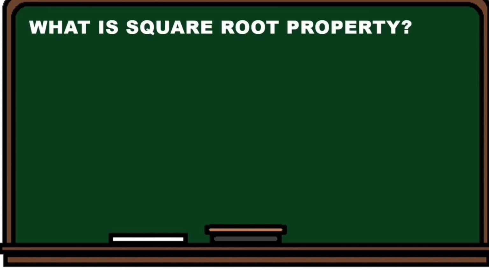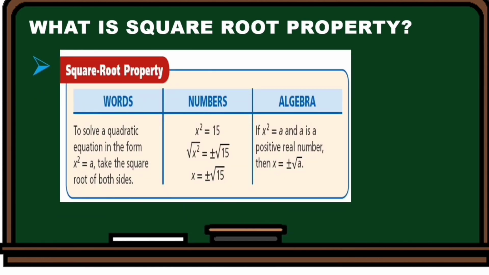What is square root property? Square root property. Words. To solve a quadratic equation in the form x squared is equal to a, take the square root of both sides. Numbers. x squared is equal to 15. Square root of x squared is equal to plus or minus square root of 15. x is equal to plus or minus square root of 15. Algebra. If x squared is equal to a and a is a positive real number, then x is equal to plus or minus square root of a.